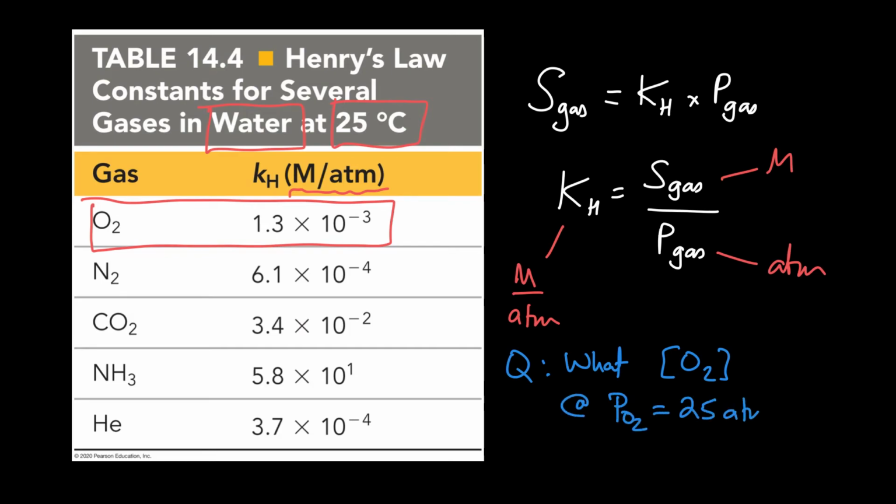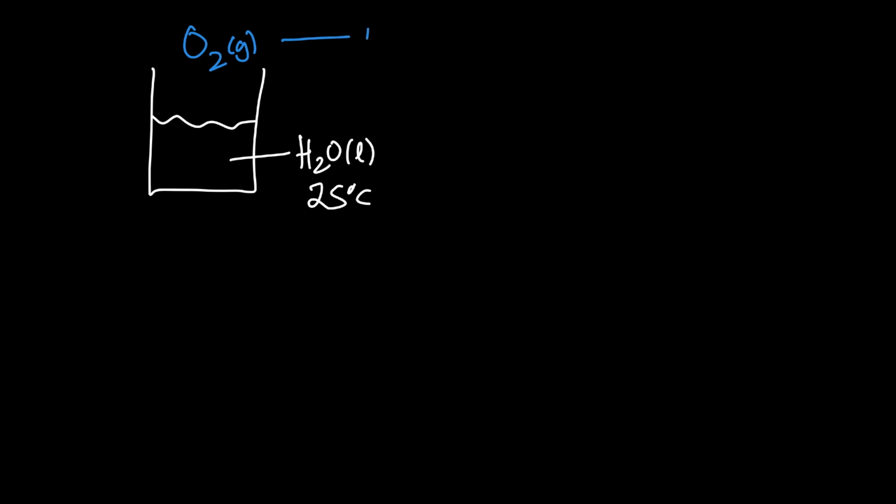So let's say we are pushing on top of a glass of water with 25 atmospheres of pressure. Let me skip to a fresh new slide here. Let's draw a picture of what we're talking about. Here is our glass of water, or whatever it may be. It is at 25 degrees C, and we have a whole bunch of oxygen gas above, and the oxygen has a pressure of 25 atmospheres. And the question is, what is the concentration of oxygen in that water now?